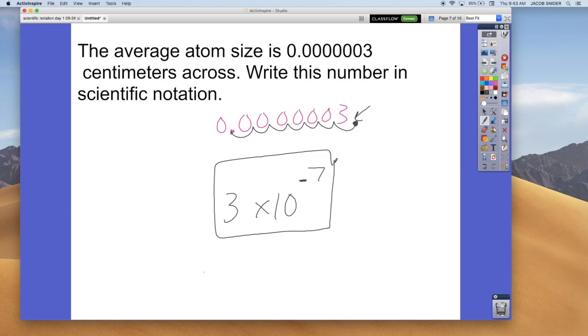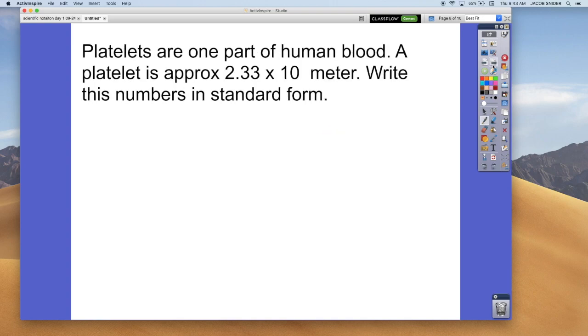How are we feeling? So far, so good? All right, one more word problem together, and then I'll let you go on your own. Platelets are one part of the human blood. Platelets are part of the blood, guys. You have red blood cells, white blood cells, and platelets. Those are part of what makes up your blood. A platelet is approximately 2.33 times 10 to the negative 6. Write it in standard form.